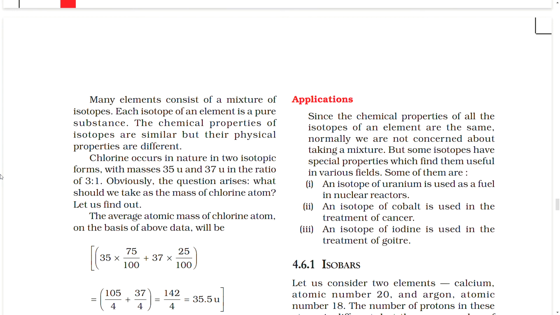Applications. Since the chemical properties of all the isotopes of an element are the same, normally we are not concerned about taking a mixture, but some isotopes have special properties which find them useful in various fields. Some of them are: 1. An isotope of uranium is used as a fuel in nuclear reactors. 2. An isotope of cobalt is used in the treatment of cancer. 3. An isotope of iodine is used in the treatment of goiter.